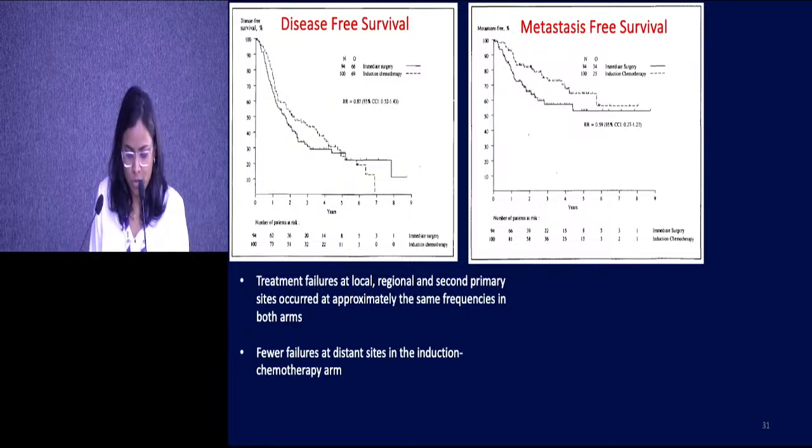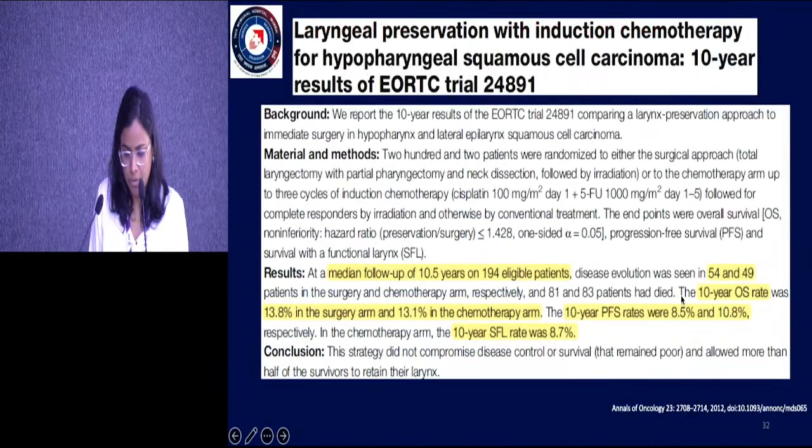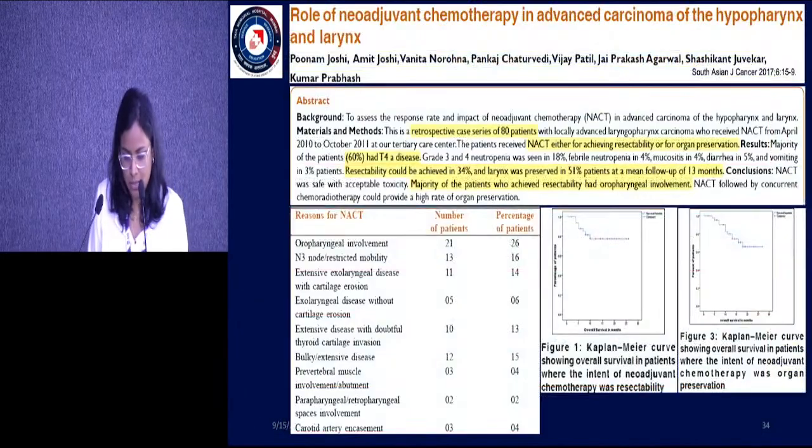So what it also showed is that a little advantage of neoadjuvant chemotherapy, like we expect for the distant metastasis-free survival, but the functional, and the 3 and 5 year estimates for functional larynx was 42 and 35% in the larynx preservation arm. And this is the 10-year uptake. So to summarize, I'll not go into it.